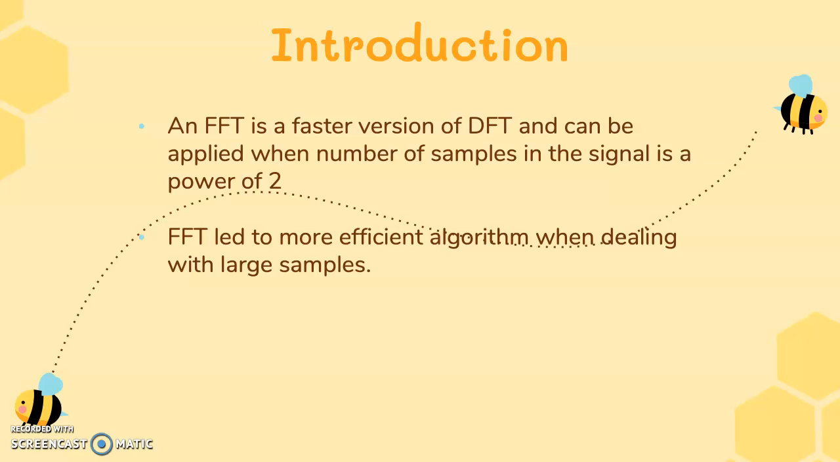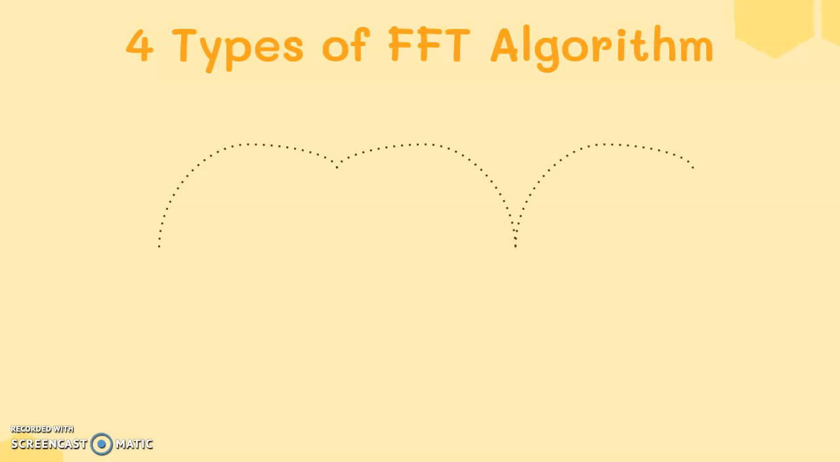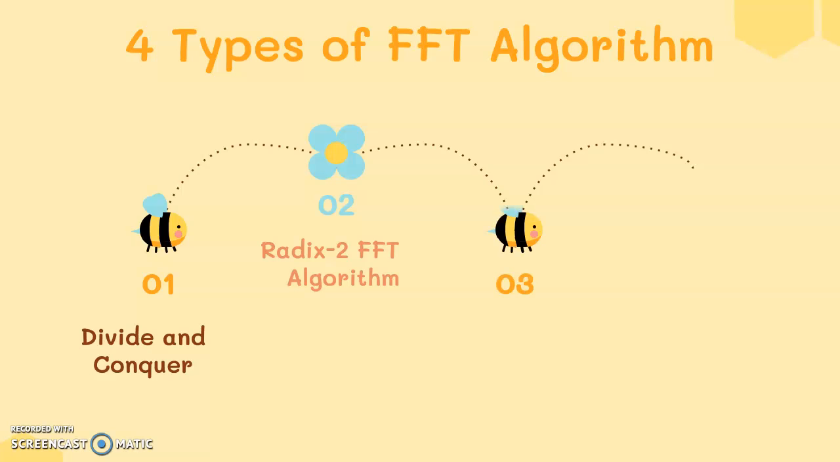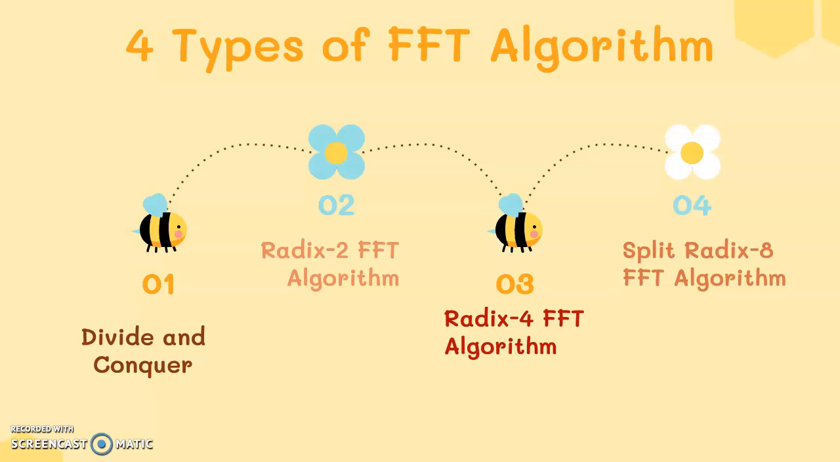Okay, that means if you want your system to process faster when dealing with very large samples, FFT is a faster version compared to the DFT. So there are 4 types of FFT algorithm. Number 1 is divide and conquer. Number 2 is radix 2 FFT algorithm. Number 3 is radix 4 FFT algorithm. And the final one is split radix 8 FFT algorithm.